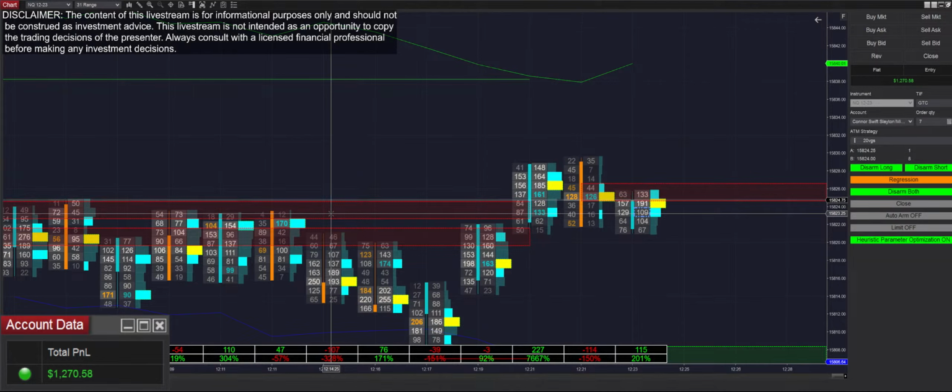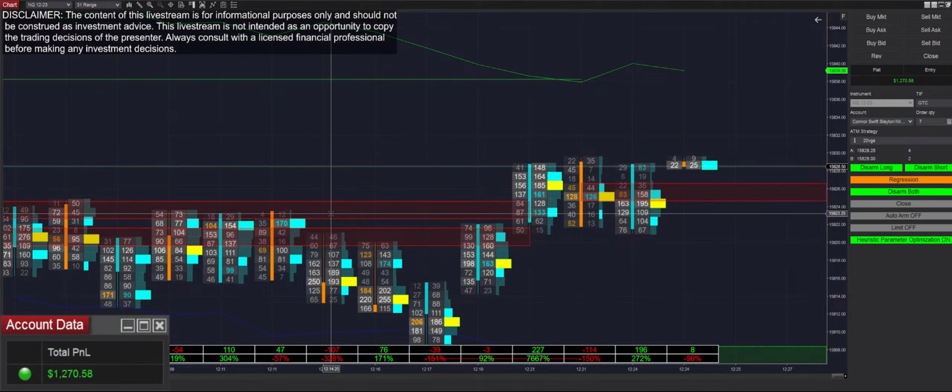It is unlikely that you guys have the same settings, so it's difficult to expect you get the exact same trade timing, entry and exits here. So just want to let you guys know that. We do have that disclaimer up as well at the top left, that this is not meant to be a stream where you can just copy and follow along our trades.